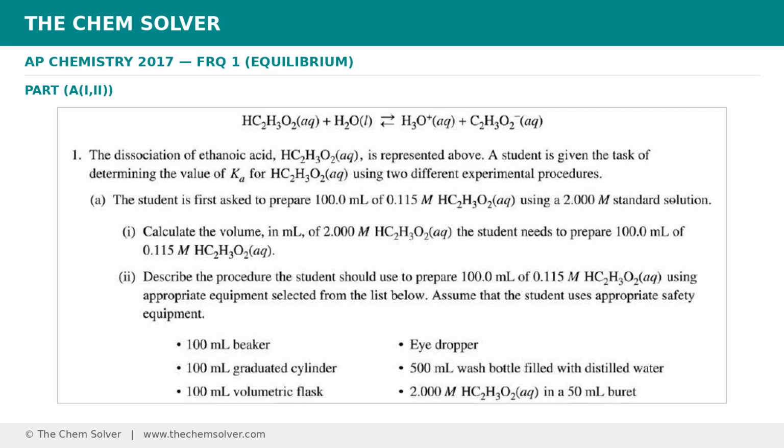Calculate the volume in mL of 2.000 molar HC₂H₃O₂ the student needs to prepare 100.0 milliliters of 0.115 molar HC₂H₃O₂. Describe the procedure the student should use to prepare 100.0 milliliters of 0.115 molar HC₂H₃O₂ using appropriate equipment selected from the list below. Assume that the student uses appropriate safety equipment.